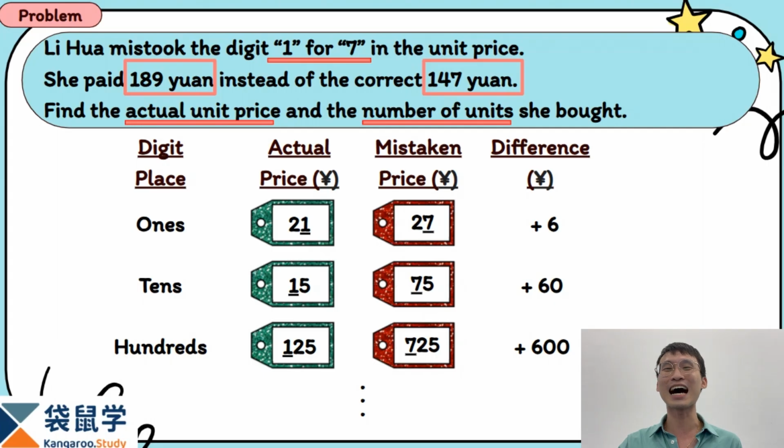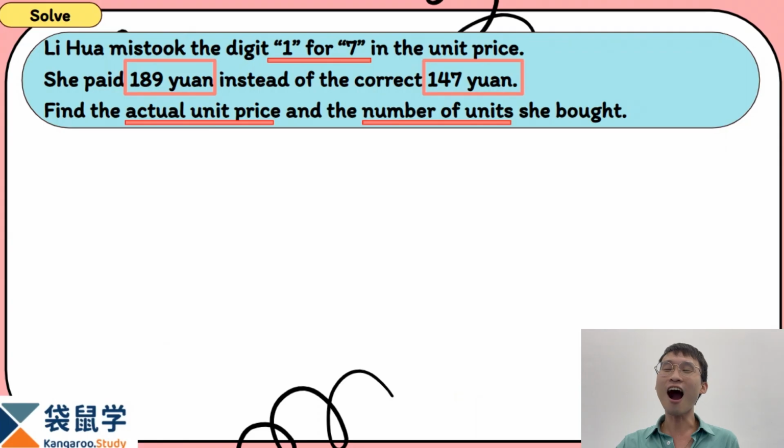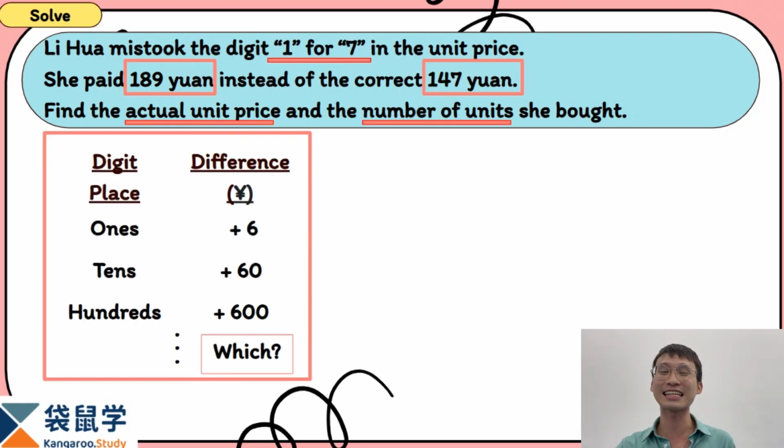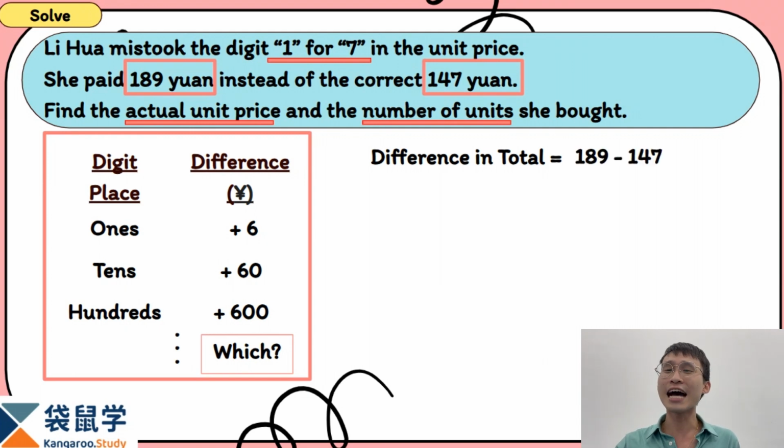Now, let us use the list of mistakes to apply to Li Hua's problem. Earlier on, we listed examples of the mistakes that Li Hua could possibly have made, as shown in this box highlighted in red. Now, how can we find the difference in total paid by Li Hua? Yes, we can simply take 189 yuan minus 147 yuan. And what value will we get for the difference? Very nice calculation. It is 42 yuan.